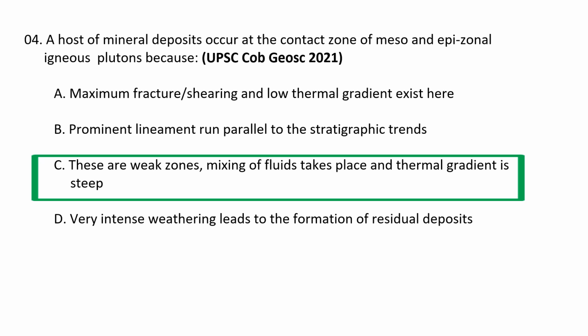So the correct option is, these are the weak zones. Mixing of fluids takes place and then the thermal gradient is very steep. So a host of mineral deposits occur at the contact zone of meso and epizonal igneous plutons due to the weak zones and mixing of fluids which takes place and thermal gradient is steep.